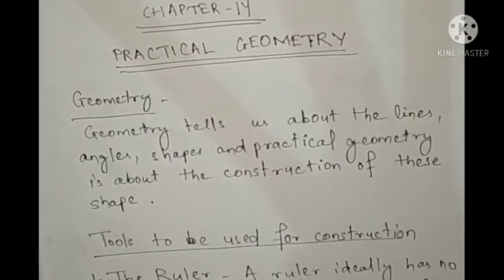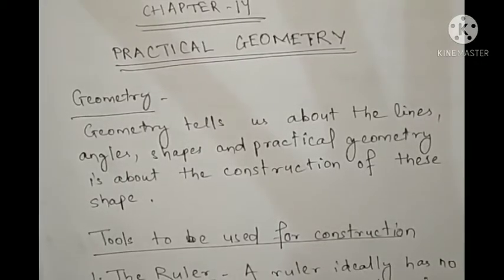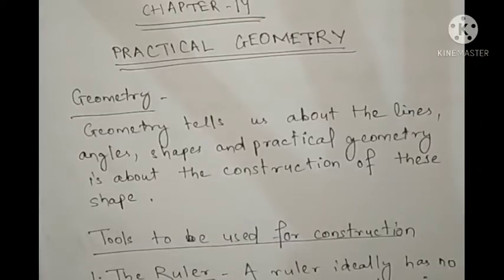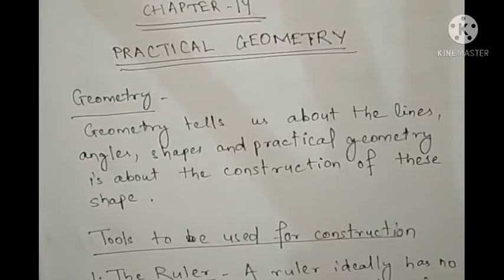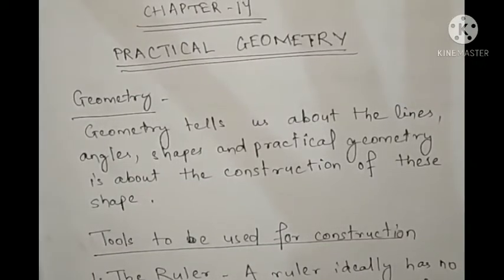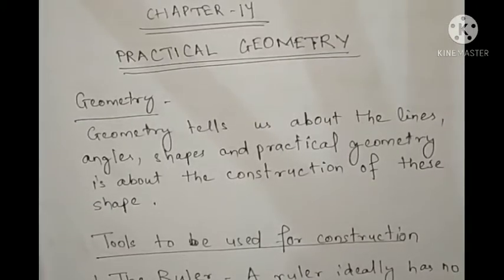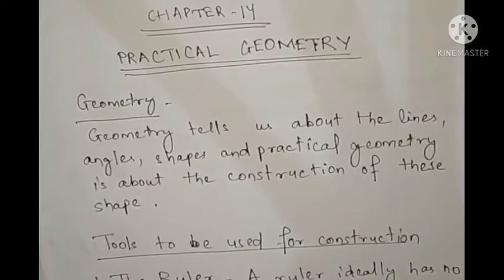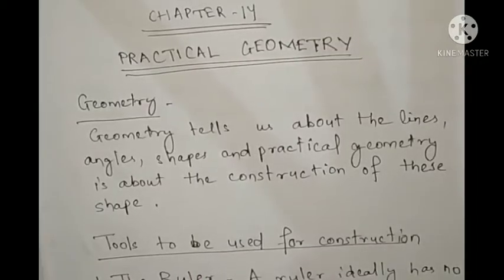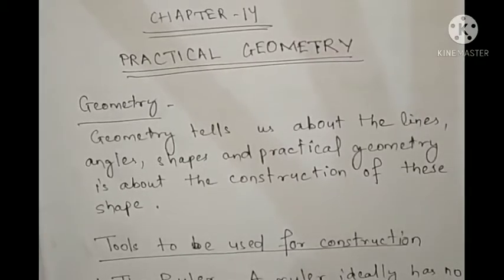So we have studied geometry, where we studied different shapes, lines, and angles. So what is practical geometry? Practical means when we are using it practically. Geometry tells us about lines, angles, and shapes, and practical geometry is about construction of these shapes.